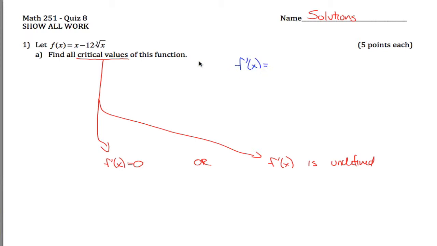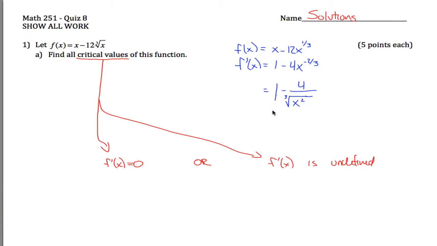Well, fortunately, it's not too hard to figure out what that is. It might help to first rewrite your function. Instead of x minus 12 times the cubed root of x, you could say it's x minus 12 times x to the 1/3 power. And then it's a little bit easier to see that the derivative is 1 minus 12 times 1/3, which is 4, x to the negative 2/3 power, which, if you prefer, you could rewrite as this.